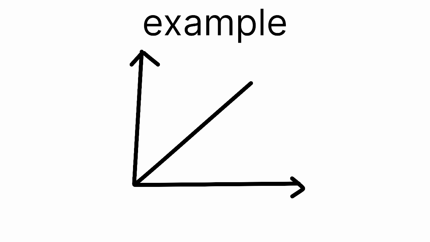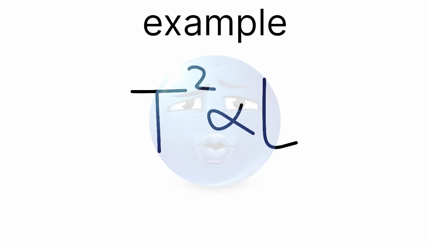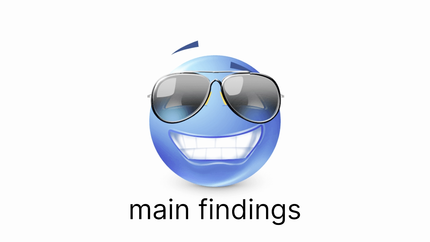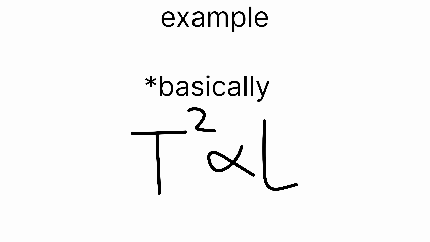Here, we can summarize what the data shows and discuss whether the hypothesis is supported. Example: the graph shows a clear linear relationship between T squared and L, confirming that the pendulum's period increases with the square root of its length. Finally, the main findings are presented and we reflect on what was learned from the experiment. Example: the experiment verified that the period of a simple pendulum depends on its length, consistent with the theoretical prediction. The result also demonstrates how gravitational acceleration affects oscillatory motion.